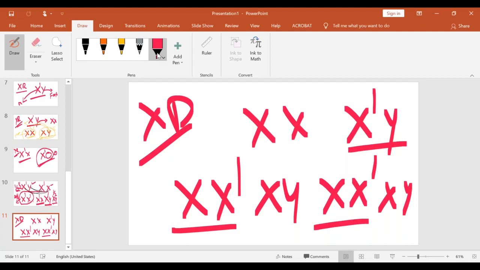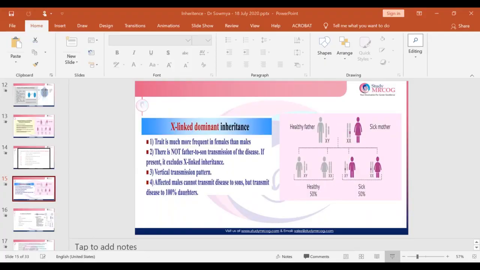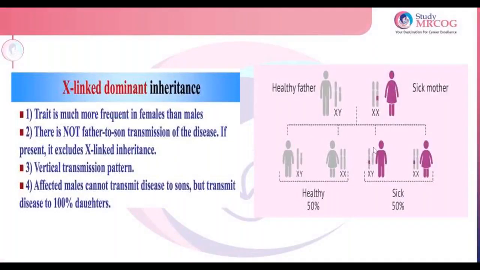Now, because this is X-linked dominant, all daughters are affected. Because it is a dominant gene, irrespective of the other X, they are going to present with disease. So all the daughters will be affected and all the sons will be normal because the X chromosome is given only from the mother for the sons. That is the similar example given here.